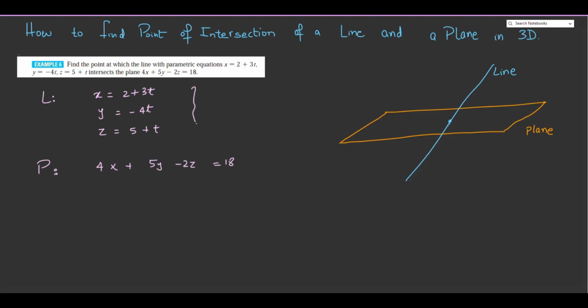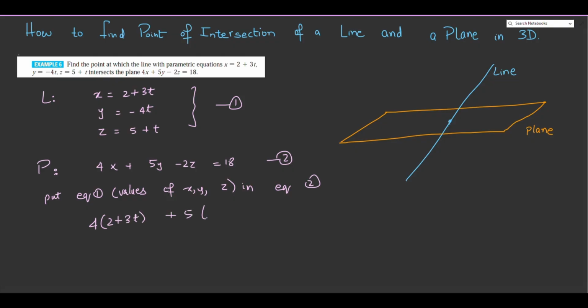So what you have to do is substitute the values of x, y, and z from equation number 1 into the equation of the plane, equation number 2, and then solve this to find the value of t. So let's substitute: 4 multiplied by x, which I will write as 2 plus 3t, plus 5 multiplied by y, which is minus 4t, minus 2 multiplied by z, which is 5 plus t, equals 18. Now we simplify this and find the value of t.